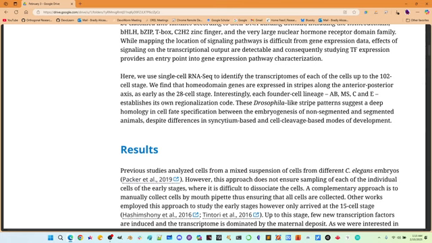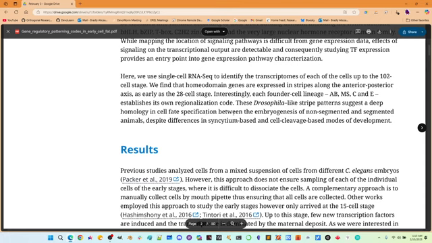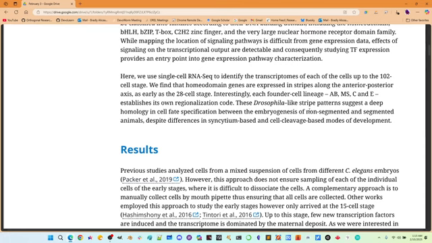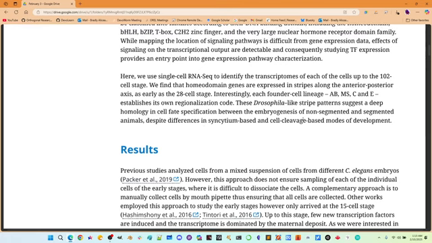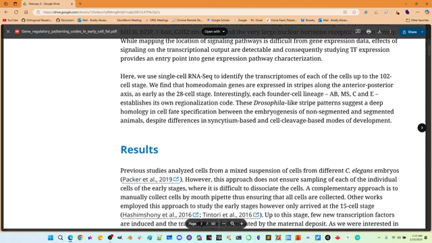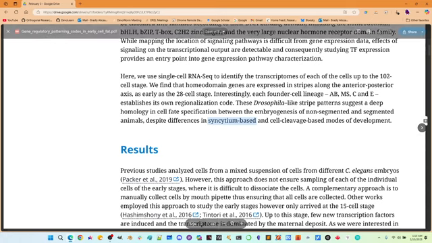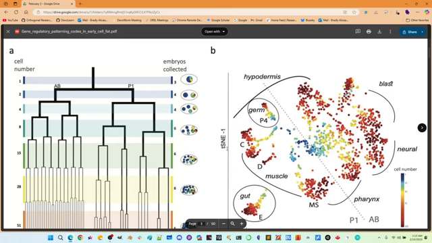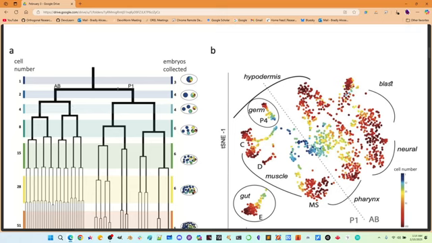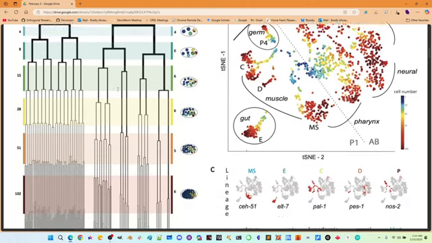These Drosophila-like stripe patterns suggest a deep homology in cell fate specification between the embryogenesis of non-segmented and segmented animals, despite differences in syncytium-based and cell cleavage-based modes of development. So syncytium-based is what you see in Drosophila. Cell cleavage-based is like what you see in C. elegans. So if we look at figure 1, we can see in A the lineage tree. And we can see that we start with 2 cells on each pole, AB, which is anterior, P1, which is posterior. And then we go down to our different division events.